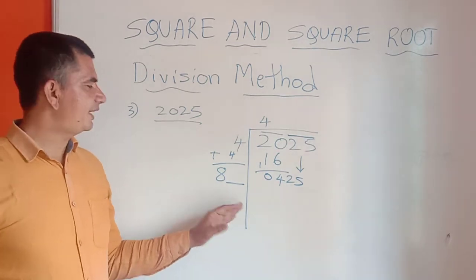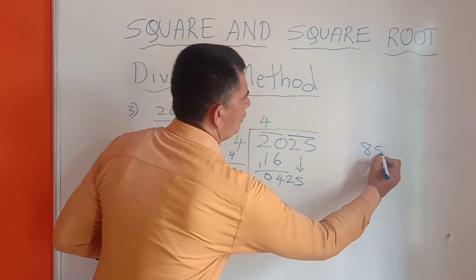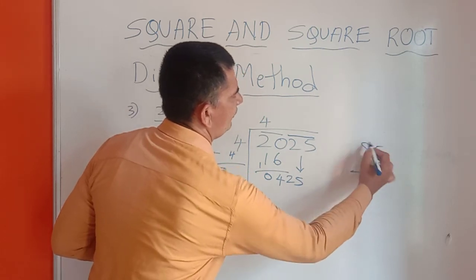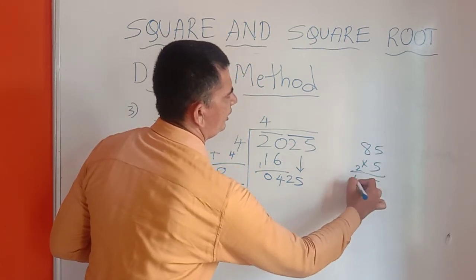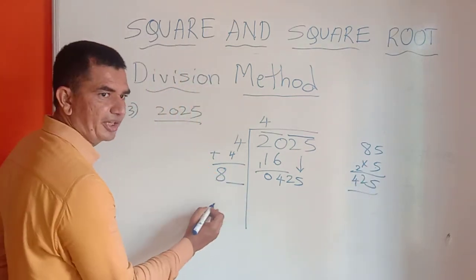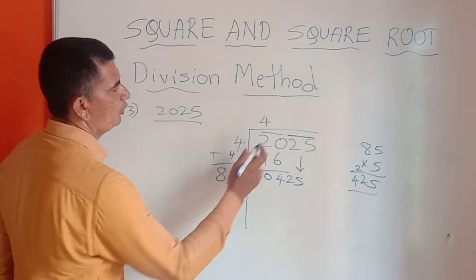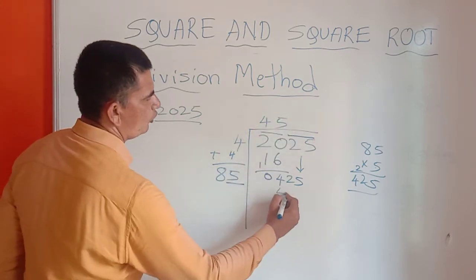So let's think. 85 5s: 5 5s are 25, 5 8s are 40, and 4 carried. So we got here 425. So what number do you have to take here? You have to take 5. It becomes 85. 85 5s are 425.